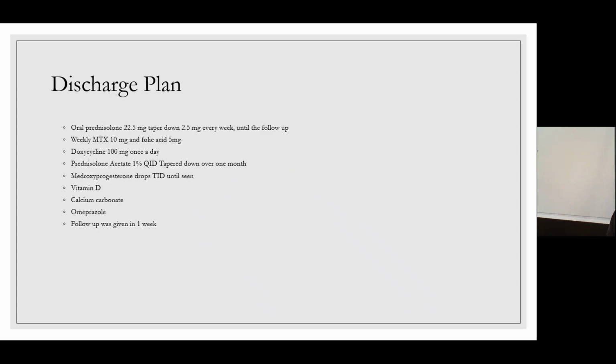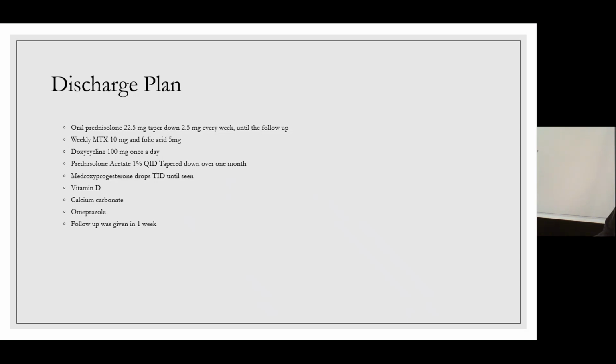So this was our discharge plan. We switched from IV steroid to oral, which was oral prednisolone 22.5 milligrams, taper down 2.5 milligrams every week until the follow-up. And we also gave the patient weekly methotrexate 10 milligrams and folic acid 5 milligrams.